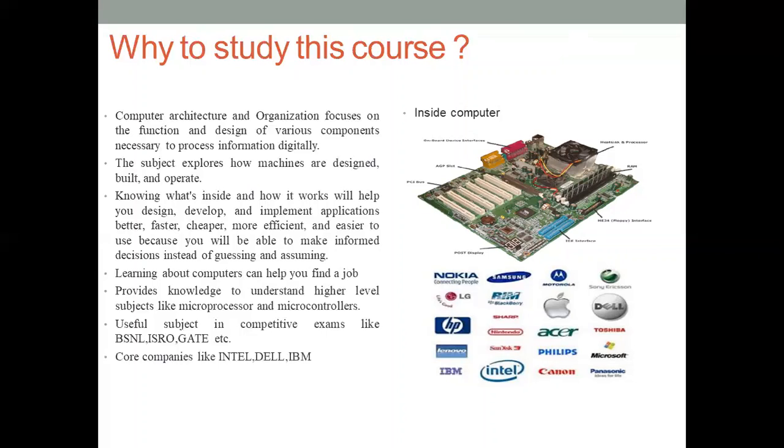Apart from this, there are several core companies present for recruiting. What are the core companies? Your HP, Intel, Samsung, Nokia, LG, and IBM. So these are several core companies. In order to go for this recruitment process, you need to know more about the computer, its architecture and its organization. This plays a very important role in finding you a job in a core company.